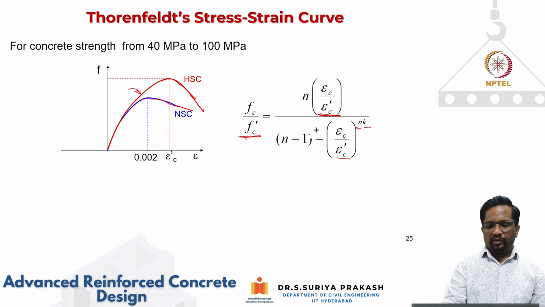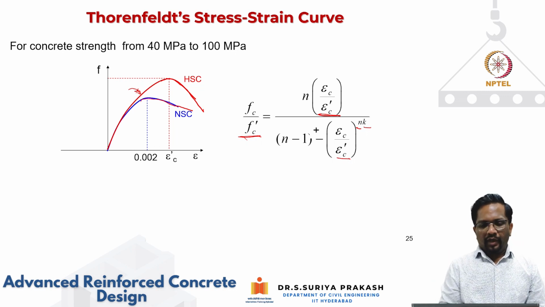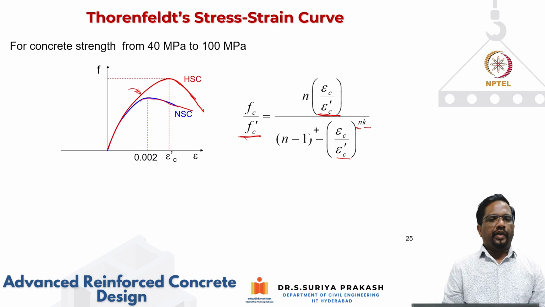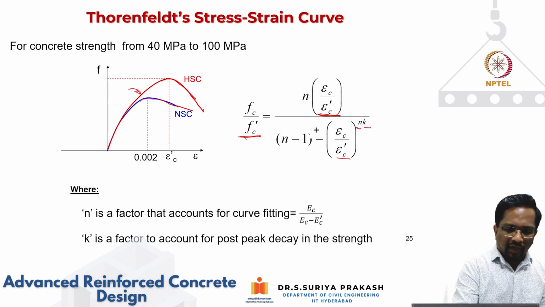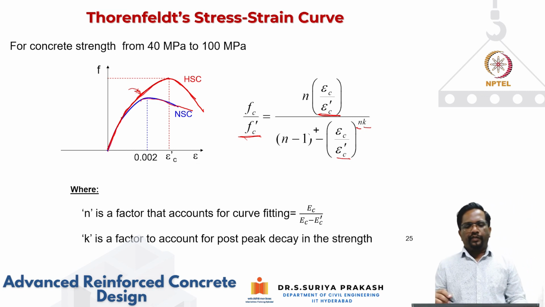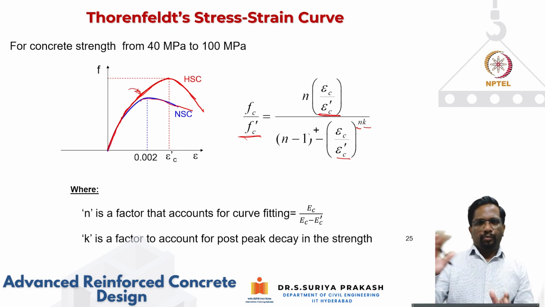Now, how are these parameters epsilon prime c, n and k derived? We know that epsilon prime c is going to increase with increase in your concrete strength. Similarly, I need to find expressions for n and k. Let's see what is the significance of n and k. Now, you see, n is a factor that accounts for curve fitting. That means the slope is going to change; initially it will all be elastic, and then the slope is going to change like this, right? So n is a parameter that accounts for how that slope is changing.